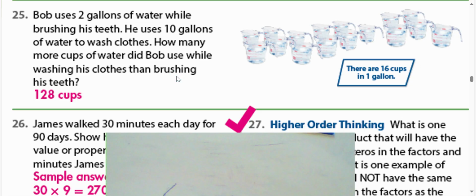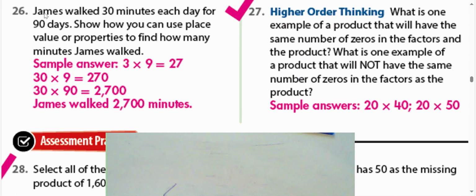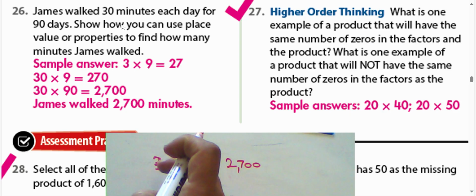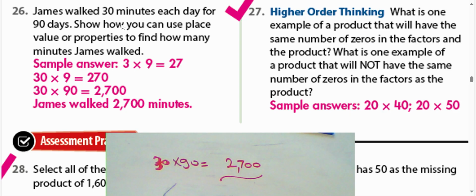Next question, 26. James walks 30 minutes each day for 90 days. Show how you can use place value or properties to find how many minutes James walked. Simple answer: we can multiply 3 times 9 equals 27. Then 30 times 90 will be 2,700. We can multiply 30 by 90. Right here, double 0, and 3 times 9 equals 27. Then the result will be 2,700.